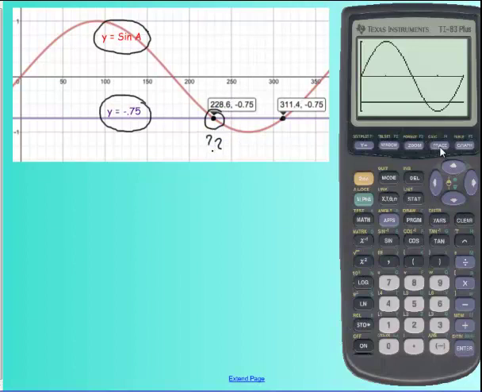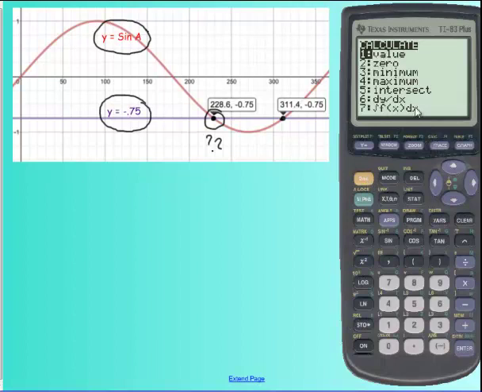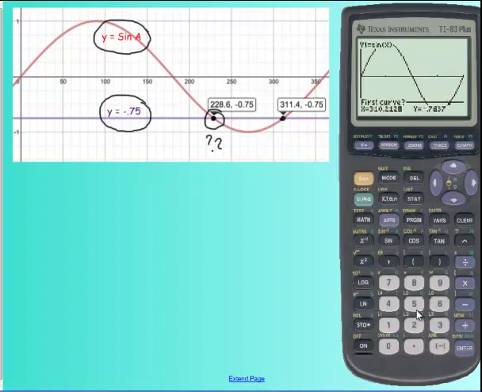I come over here, and I press second function, calculate, and I choose number 5, intersection. It's asking me to take my cursor and move it so it's over my point of intersection. And I'm going to move it.